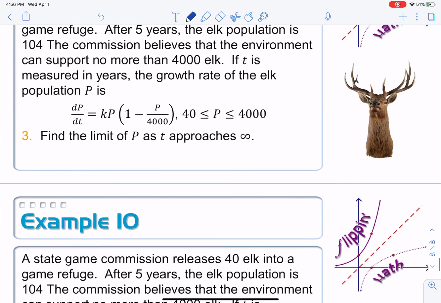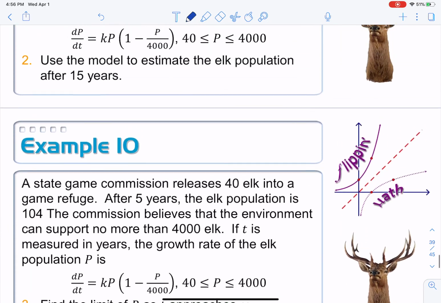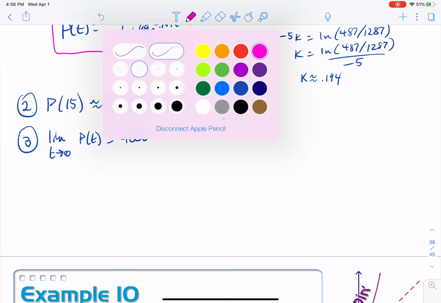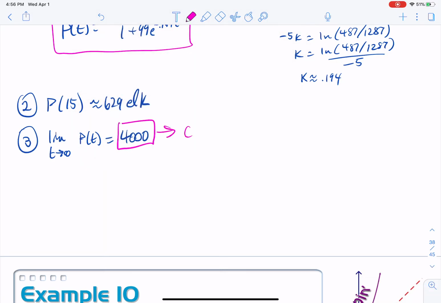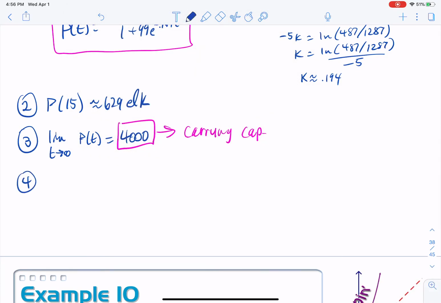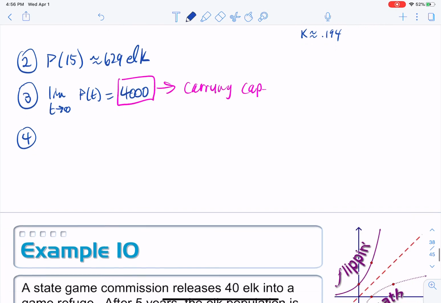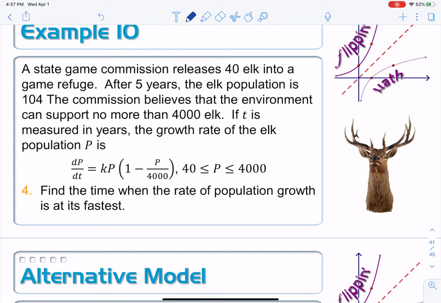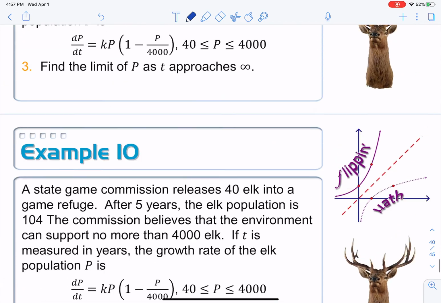Number 3 asked us to find the limit of P as t approaches infinity. The limit as t approaches infinity of this P of t function is equal to 4,000. Why is it 4,000? That's its carrying capacity. That's as big as that population can possibly get. And then the last part, I do believe, asked us at what time, in how many years, is the growth rate the fastest. Find the time when the rate of the population growth is at its fastest.